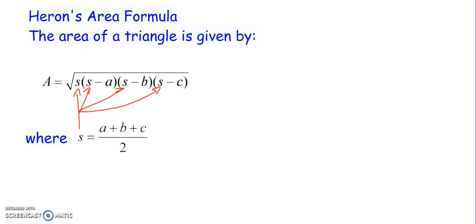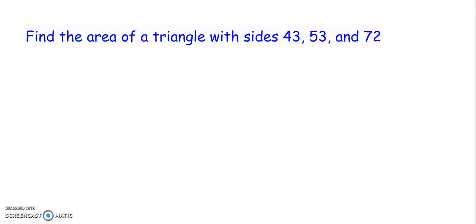The way you calculate that letter S is you add the 3 sides of the triangle and you divide it by 2. So essentially you're going to be multiplying 4 numbers. That's S, S minus A, S minus B, and S minus C. And then you take the square root of it and you will have the area of your triangle. So we have a little practice right here. We have a triangle, works on all triangles, sides 43, 53, and 72.